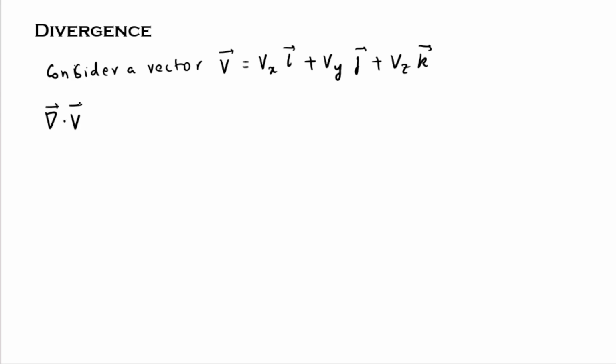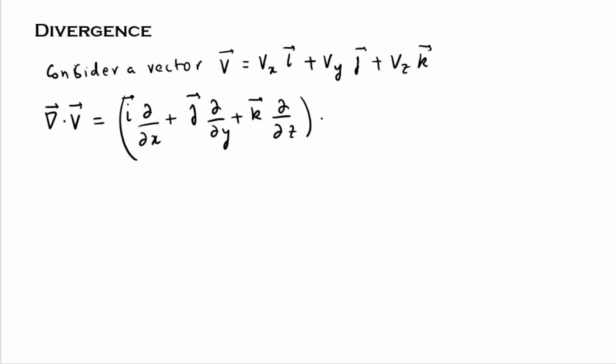Consider a vector given by v equal to vx i plus vy j plus vz k. Then the divergence of v is written as this and is given by i dou by dou x. So we are writing the del operator, j dou by dou y plus k dou by dou z. This operator is dotted with the vector v, vx i plus vy j plus vz k.